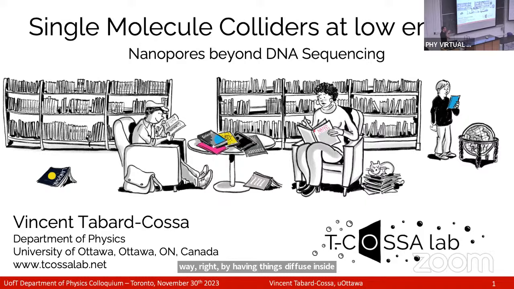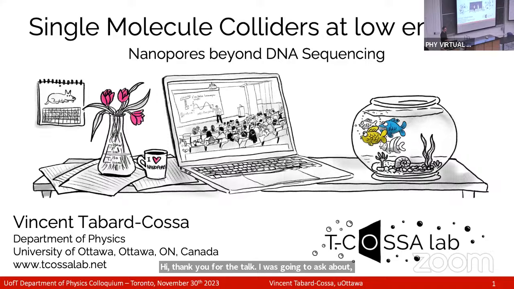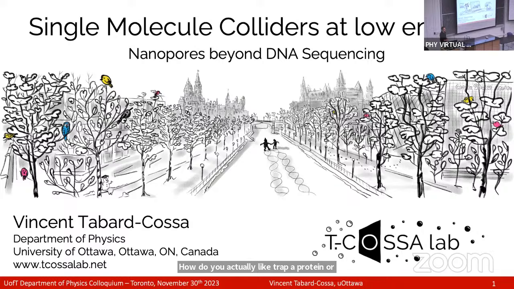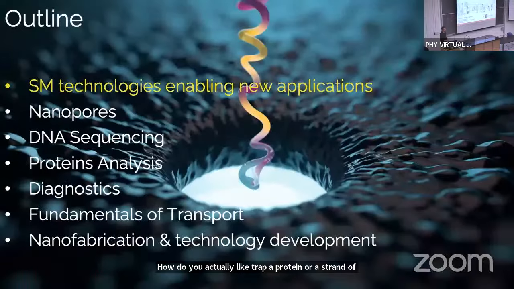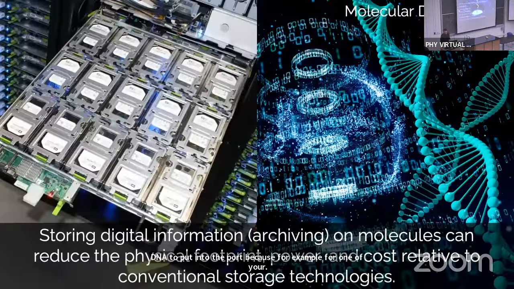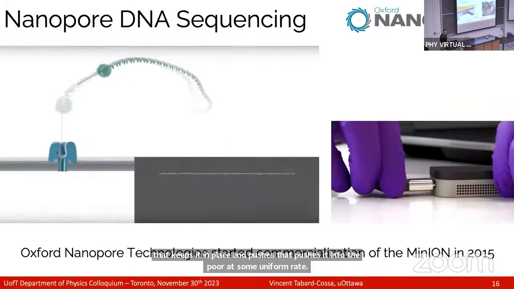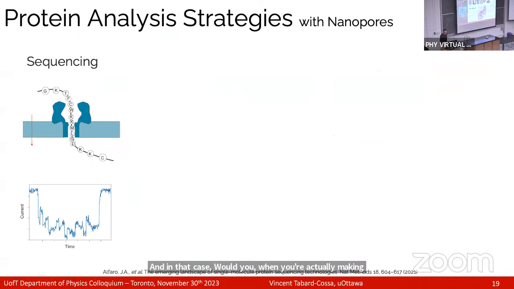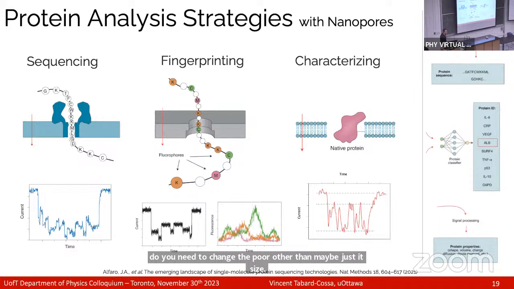Hi, thank you for the talk. I was going to ask how do you actually trap a protein or strand of DNA to put into the pore? Because, for example, in one of your diagrams for DNA, you showed that there's some motor that keeps it in place and pushes it into the pore at some uniform rate. And in that case, when you're actually making your pore, depending on what you're capturing, how much do you need to change the pore other than maybe just its size, to have something attached on top of it to push something through? Or how does the process of capturing it work?